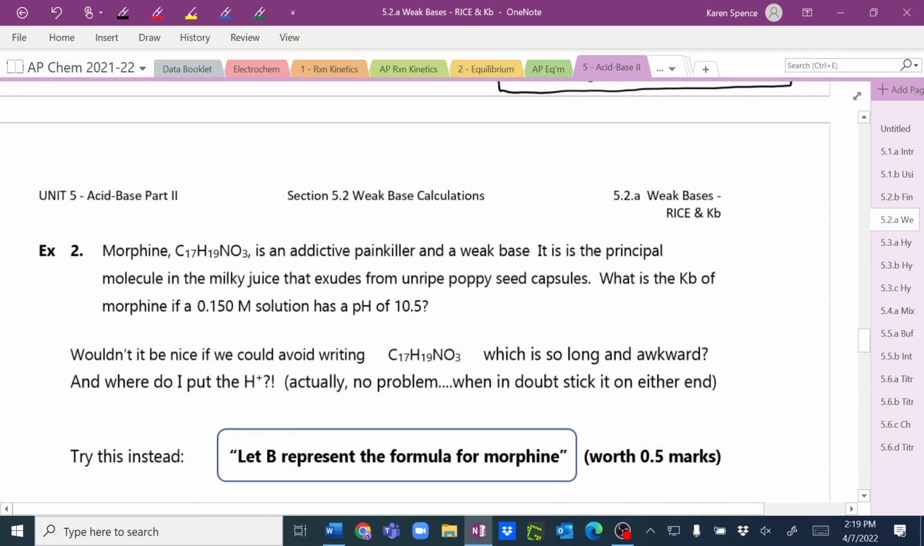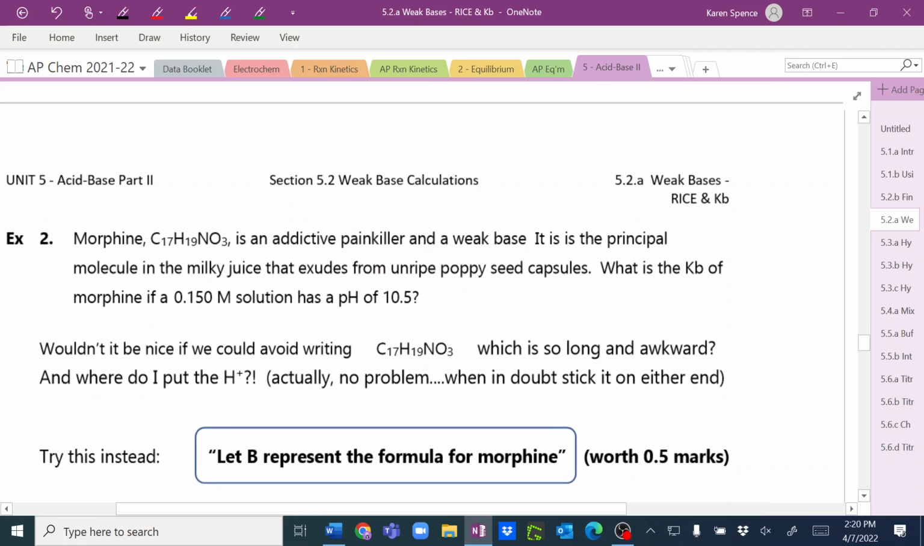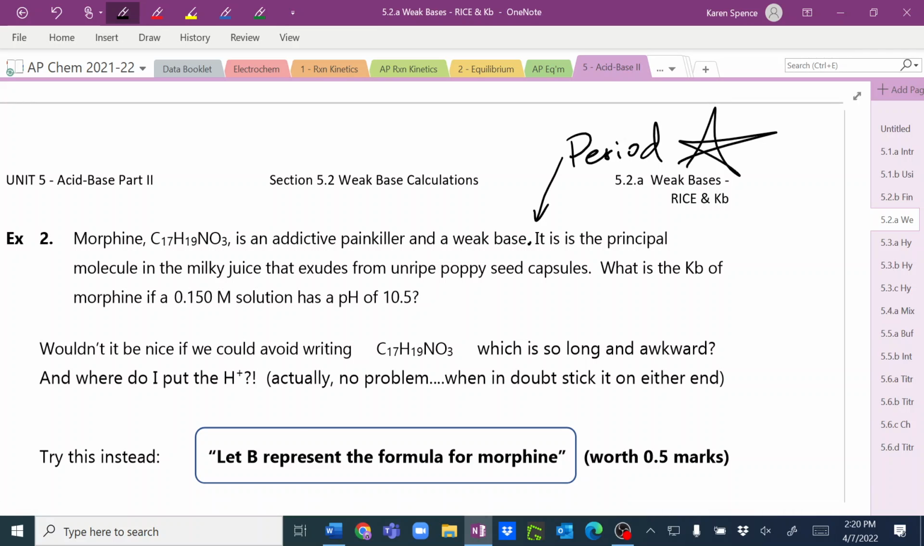So, morphine, C17H19NO3, is an addictive painkiller and a weak base. It is the principal molecule in the milky juice that exudes from unripe poppy seed capsules. What is the Kb of morphine if 0.150 molar solution has a pH of 10.5?